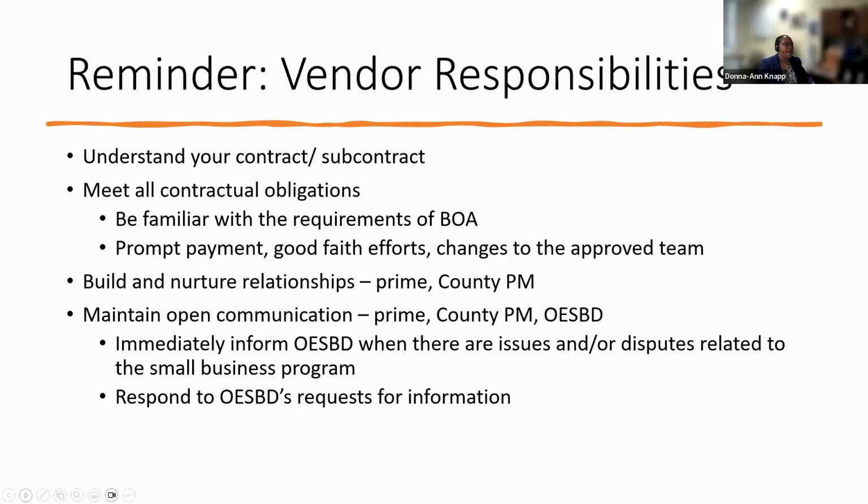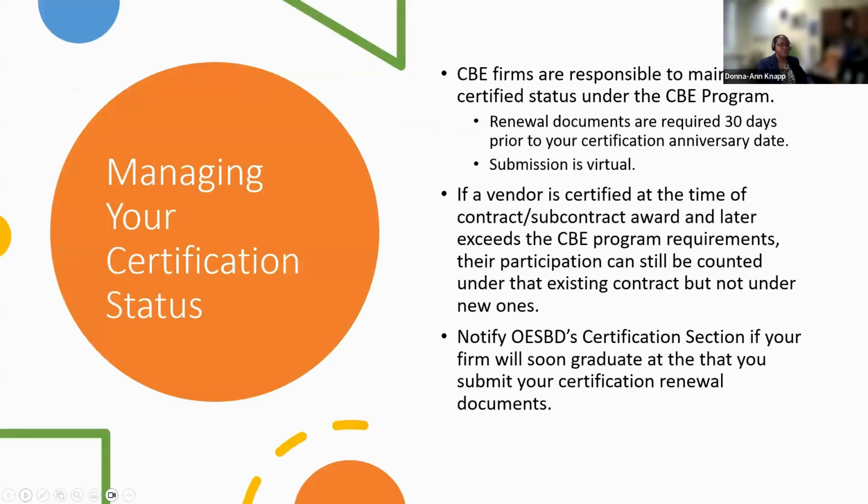Sometimes the work that you do on a past project is a good referral for future work. It's always competitive. It's not like somebody can give it to you, but it does make a difference when the contract is awarded and the project manager has confidence that the prime knows what's expected. If there's issues, especially if it's a small business related issue, immediately inform OESBD. We're here to help. As soon as we know about the issue, we'll try to work with you. If it's a non-small business related issue, then of course, your point of contact is your project manager. Both the project manager and OESBD, however, need to be informed if there's a small business related issue.